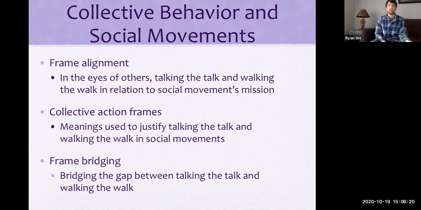So finally, frame bridging is when you start to bridge the gap between saying one thing but perhaps doing something else. Here's where you want to align what you're saying, the talking that you're doing, with the walking that you're doing, so the two come together. If the frame is not aligned properly, you need to align it by bridging the gap, by having the actions match the talking and the talking match the actions. And when you bridge this, it aligns that frame. So, in the eyes of other people, you are talking the talk and walking the walk when it comes to the overall mission of your social movement.